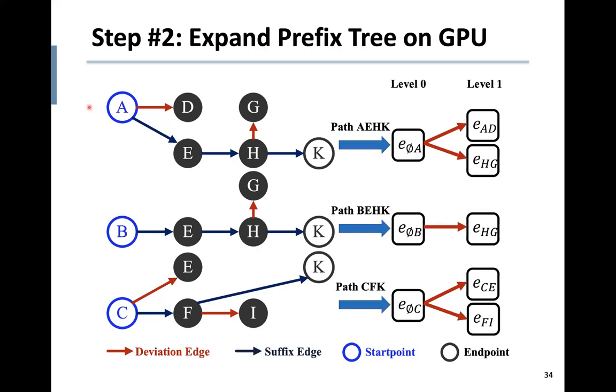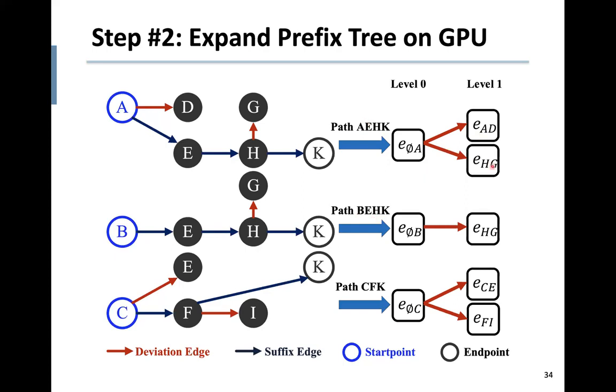For example, here I have three suffix trees. Black edge is on the tree and red edge is not on the tree. And here I start from the first level. First level has the 3 critical paths, AEHK and BEHK, if you follow the black edge over here, and CFK. So that's the first level of the path candidates. So we send these 3 paths to GPU.